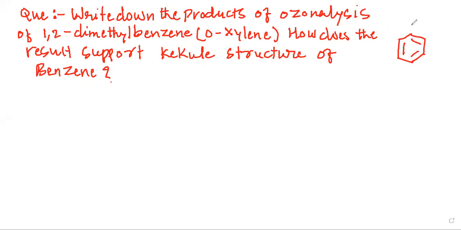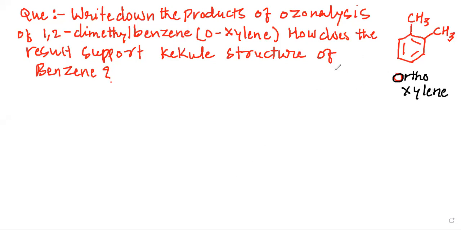If benzene has got two CH3 groups this way, this kind of structure of benzene is known as ortho-xylene. Please understand, the name of this compound is ortho-xylene. We call this compound ortho-xylene.